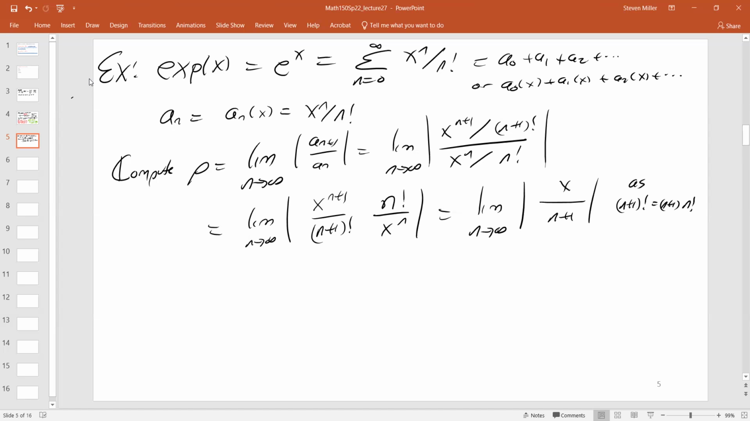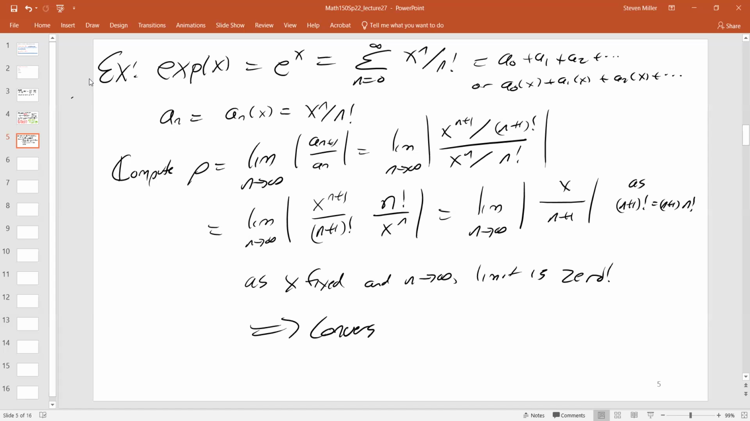So x is fixed and n goes to infinity. So what does this limit go to? Yeah, as x is fixed and n goes to infinity, the limit is 0. Therefore, it converges for all x. So this is a wonderful result. We've just shown that the series converges for all values of x.